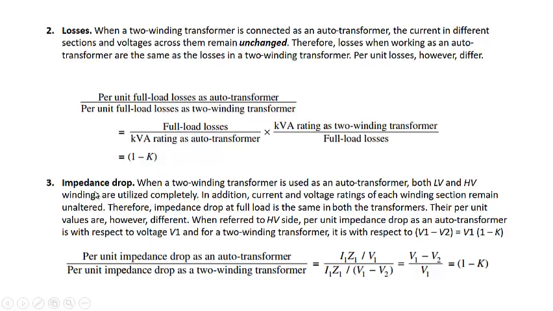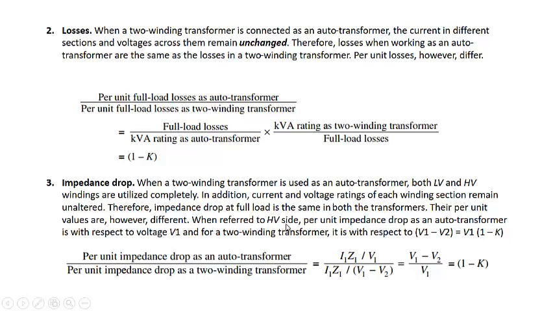Now the impedance drop, again the same thing. When the two winding transformer is used as an auto transformer, both LV and HV winding are utilized completely. In addition, the current and the voltage rating of each winding section remain unaltered. It will not be changed. Therefore, the impedance drop at the full load is the same in both the transformers. Their per unit values are, however, different.